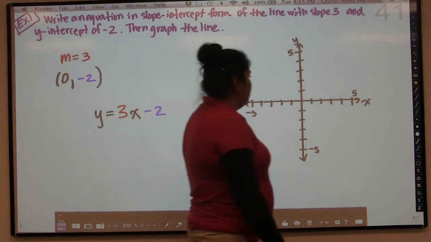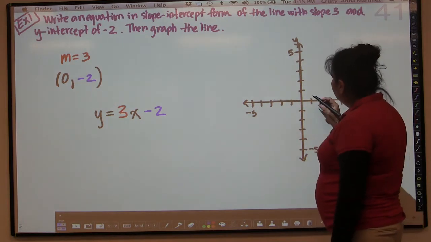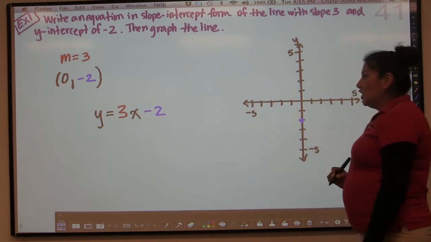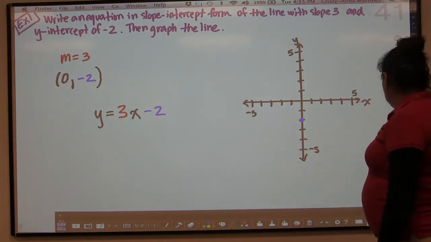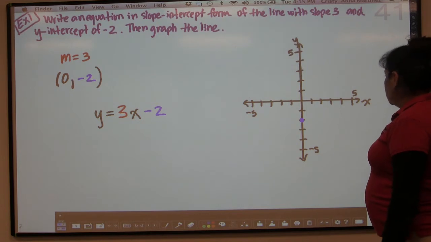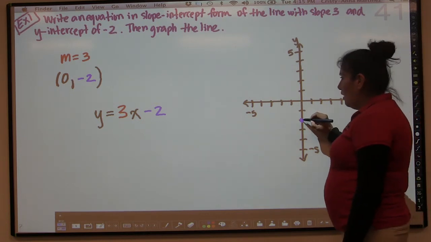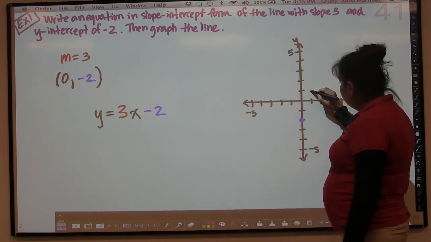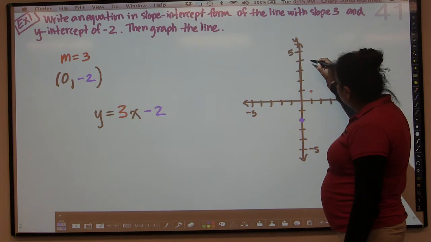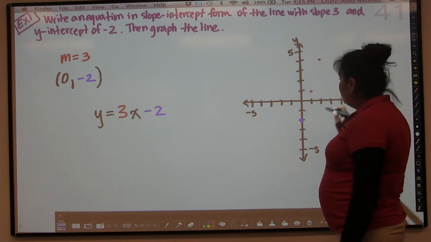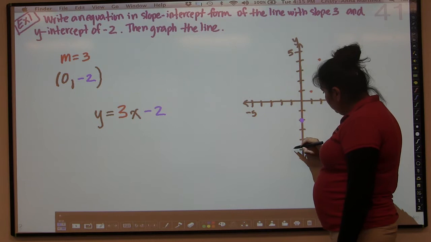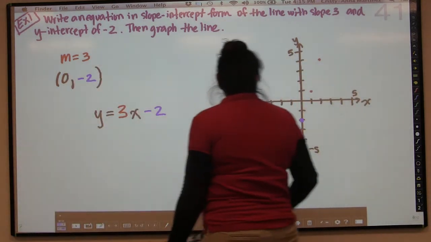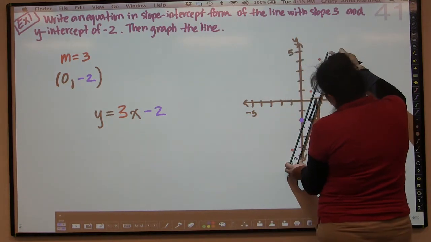To graph it, we're going to plot -2 on the y-axis. Here's -2, we're going to put a point right there. Then we're going to use our slope to get a second point. If you remember the slope from the previous lesson, our slope is rise over run. So from this point, I want to go up 3 units, 1, 2, 3, and to the right 1 unit. Do that again, 1, 2, 3, and to the right 1. You can even go backwards and go down 3 and left 1, and we're still going to have the same line.